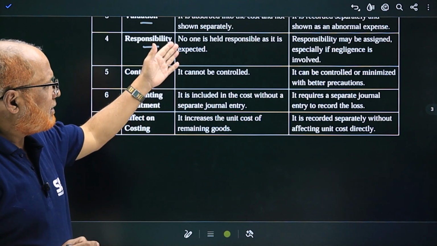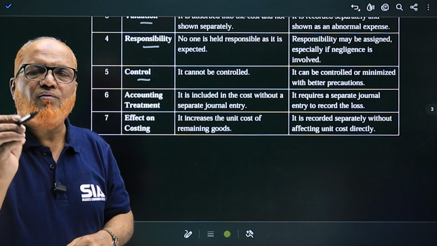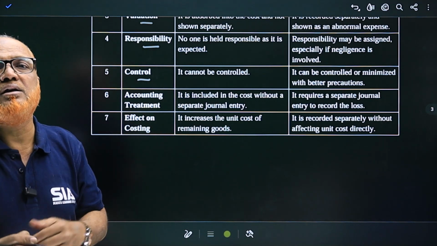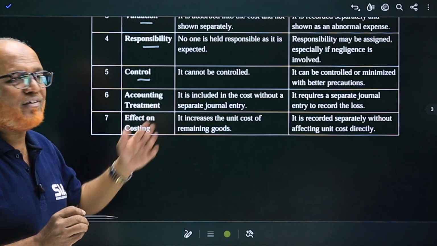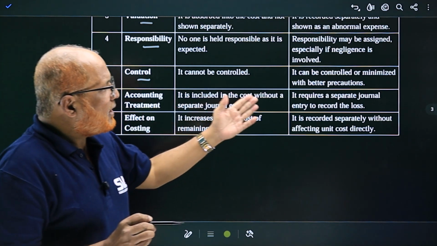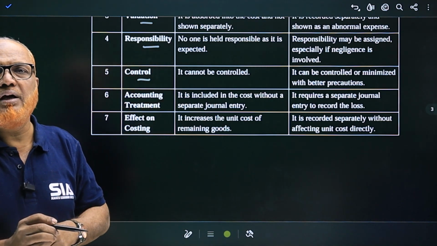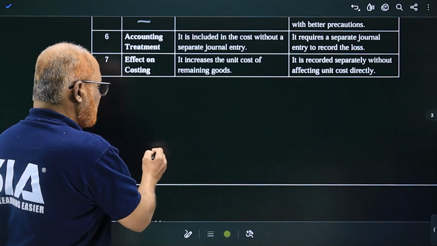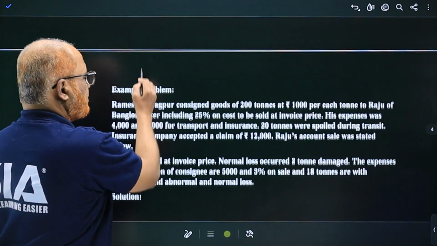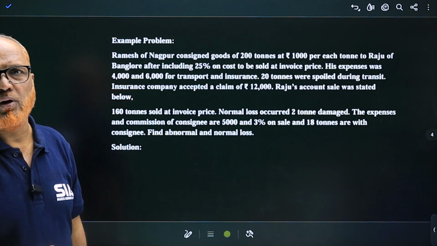By incorporating this normal loss, the cost of unsold stock will increase. That is the effect of normal loss. But for abnormal loss, the cost will not be affected. That's it. So these are the differences between normal loss and abnormal loss.